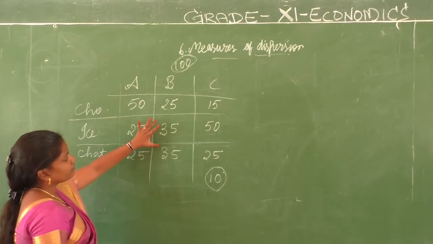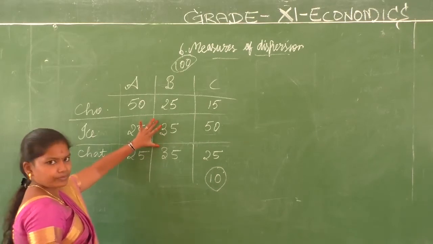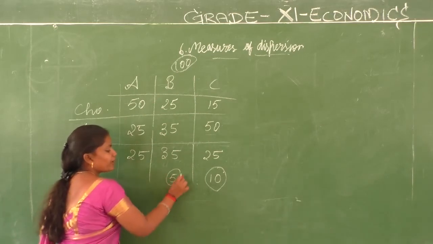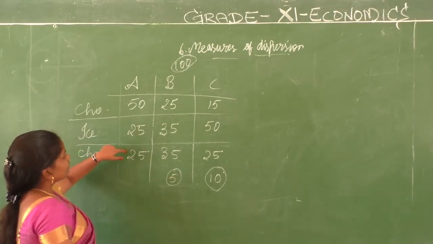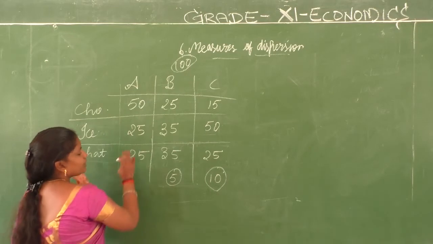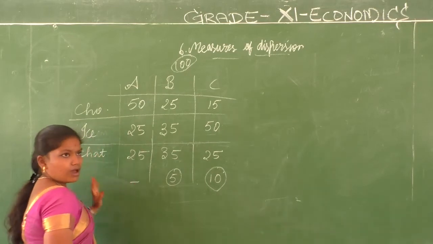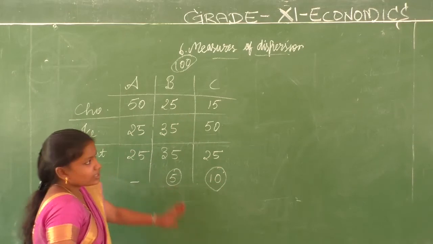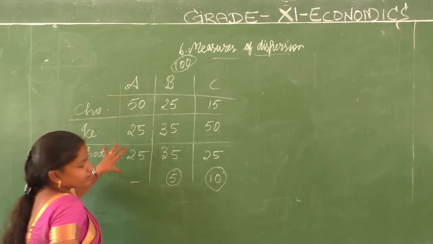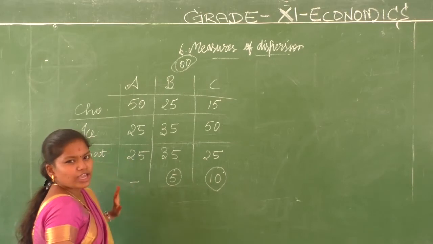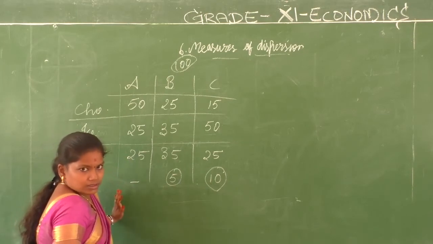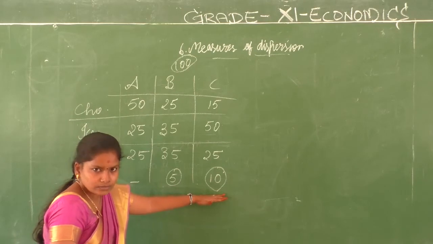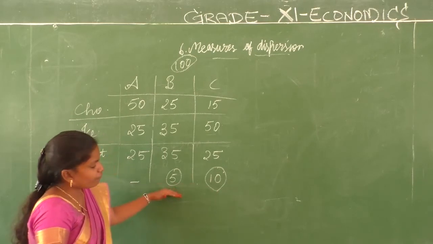Here 35, 35 is 70, right? 70 plus 25, 95, remaining 5 rupees he has. 25, 25, 50, 50 plus 50, 100, no savings here. Now, each one of them had 100, right? The spending changes, the way they have spent is changed, right? They can spend for one more item.